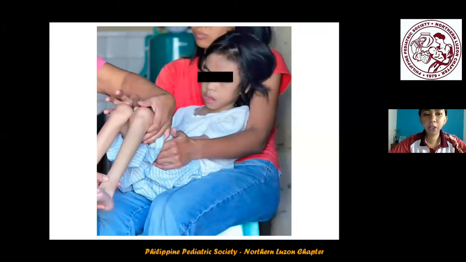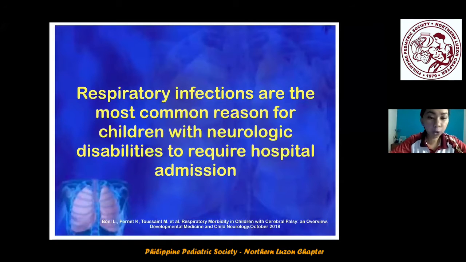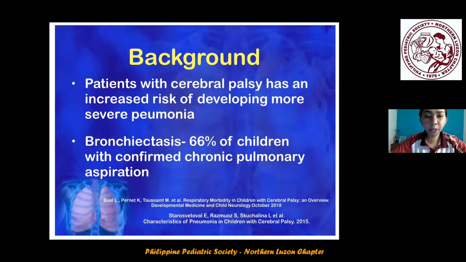Caring for a child with cerebral palsy can be very challenging, especially for their caregivers. And healthcare costs due to recurrent respiratory infections may be really overwhelming. It is known that respiratory infections are the most common reason for children with neurologic disabilities to require hospital admission. In fact, patients with cerebral palsy have increased risk of developing more severe pneumonia, and a significant percentage of patients in a studied population developed lung injury from chronic aspiration, which further complicates the condition.